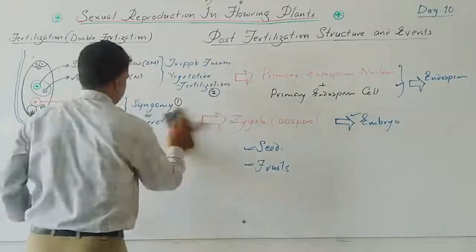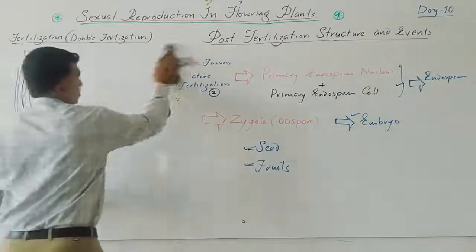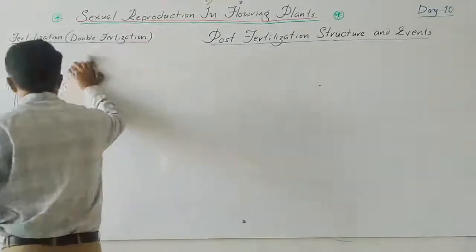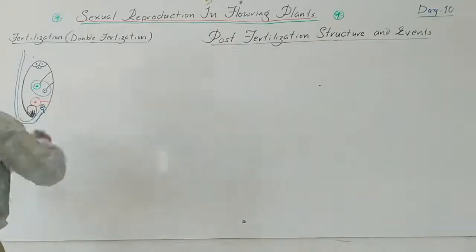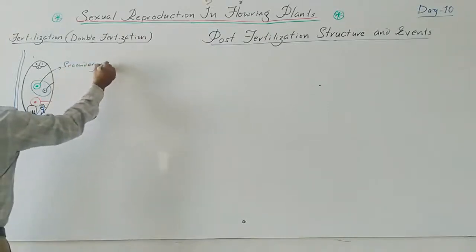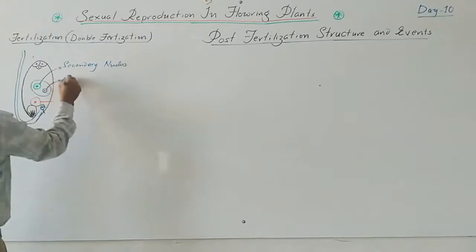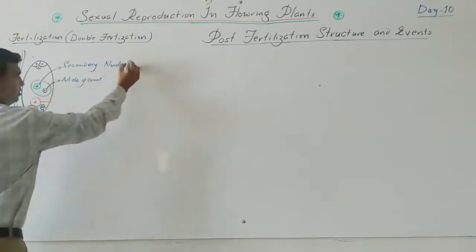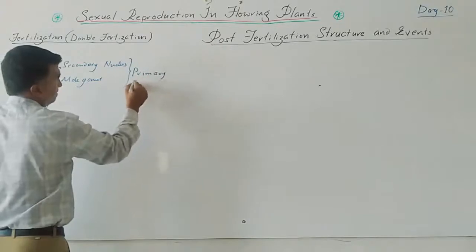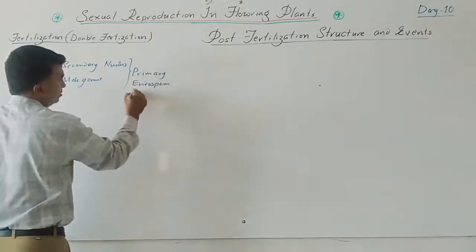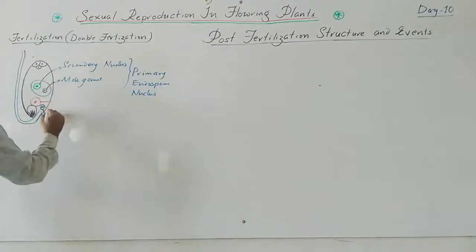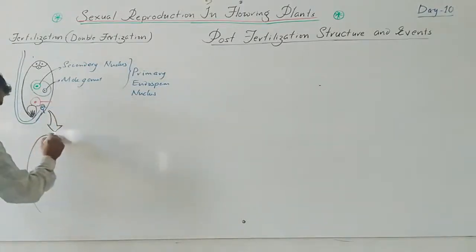So first one is the endosperm, which we are going to cover. Post-fertilization structure, first one is the endosperm. Again, this is the secondary nucleus and the male gamete combined to form the primary endosperm nucleus. After fertilization, the embryo sac develops into a mature embryo sac.